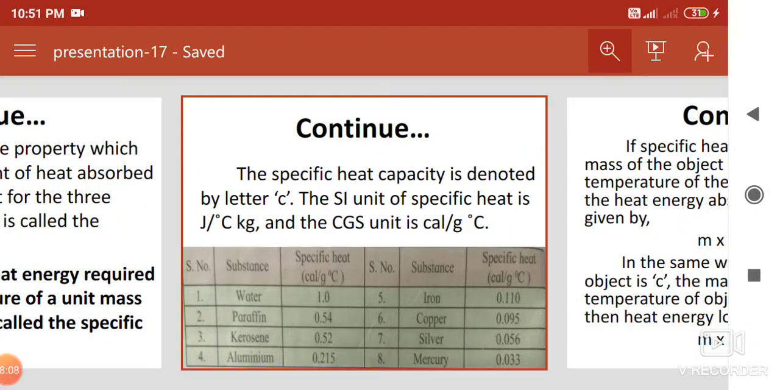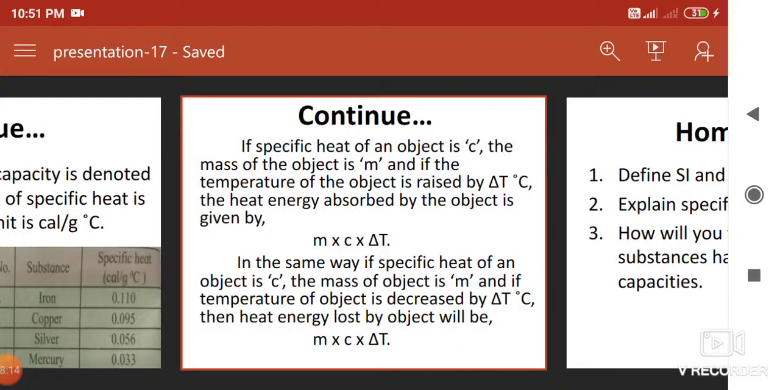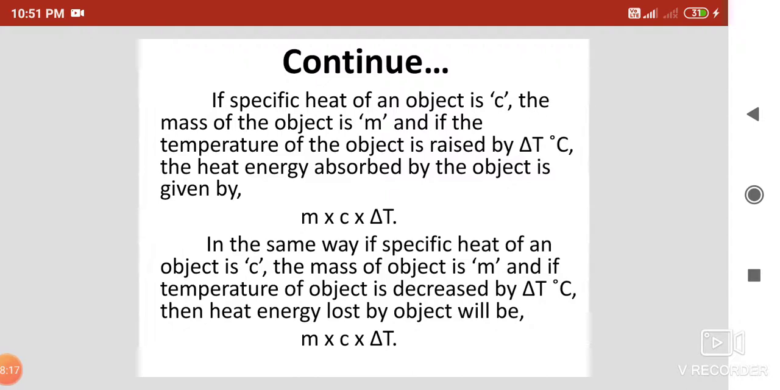Then, after studying specific heat capacity, suppose the specific heat capacity of the object is small c, and the mass of the object is m, and the temperature of the object is increased by delta T. Then the heat energy absorbed by the object is given by mass multiplied by specific heat capacity multiplied by change in temperature. Delta T means change in temperature.